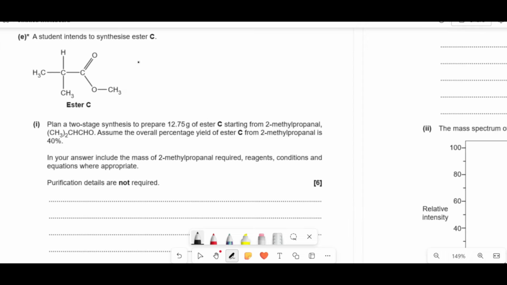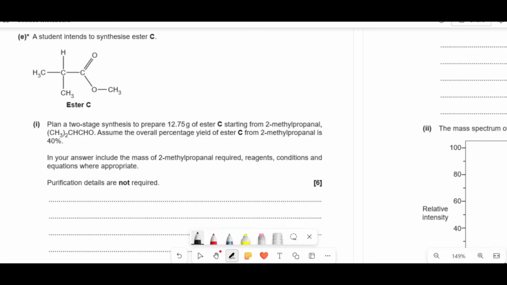So then a student intends to synthesize ester C. Plan a two-stage synthesis to make this many grams starting from 2-methylpropanol. Assume that the overall percentage yield of this ester is this. In your answer, include the mass of 2-methylpropanol required, reagents and conditions, and equations where appropriate.